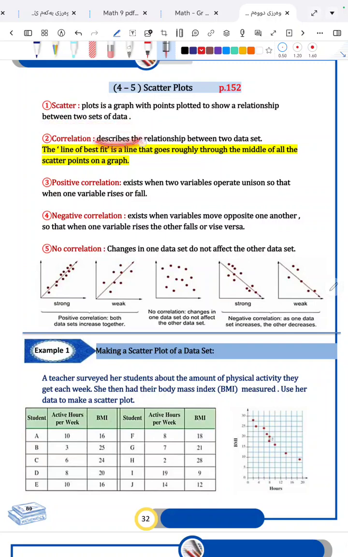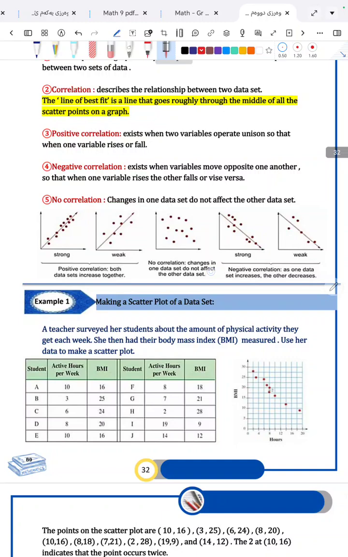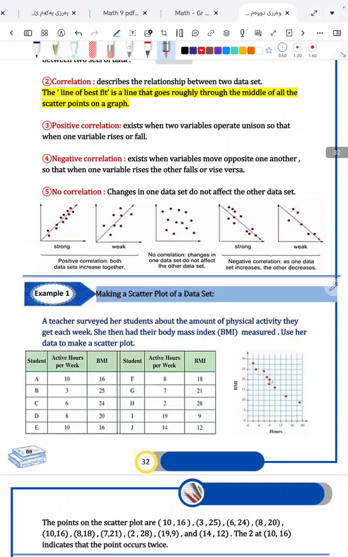Correlation describes the relationship between two sets of data. We have positive correlation, negative correlation, and no correlation. In positive correlation, both data sets increase together or decrease together. For no correlation, a change in one data set does not affect the other data set. For negative correlation, when one data set increases, the other one decreases.